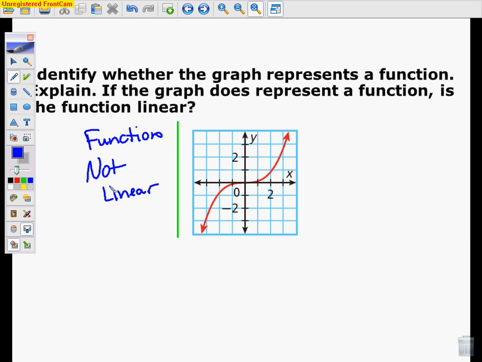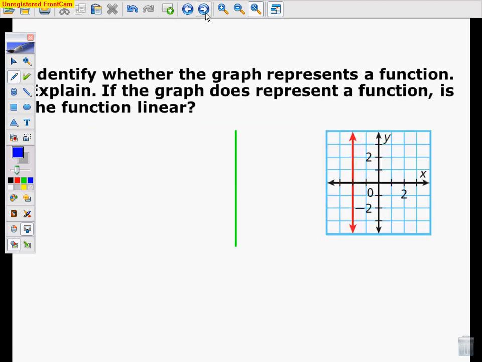Alright, and this next one here, does this graph pass the vertical line test? Well, here we see that it doesn't, because that vertical line will hit the other vertical line infinitely many times. So this is not a function. But is it linear? Yes, it's a line, so therefore it is linear.